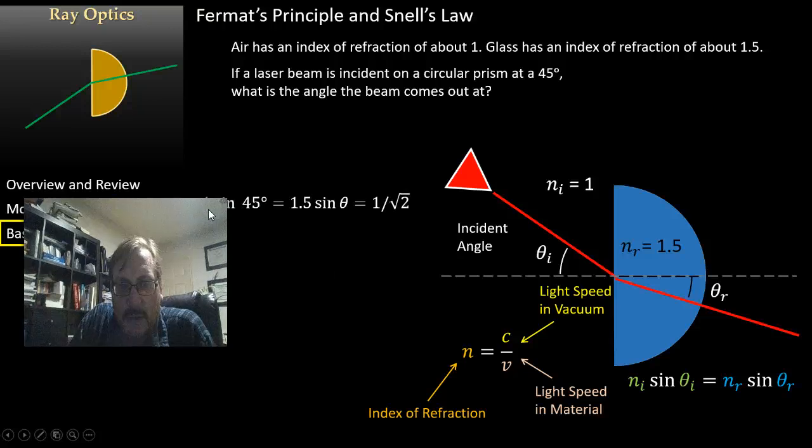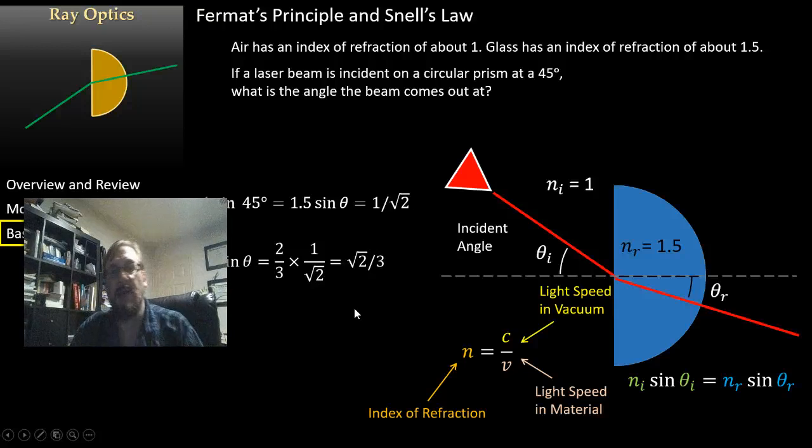So we say 1, being this index of refraction here, times sine 45, which is this incident angle, is 1 over the square root of 2. But it's also equal to, from Snell's law, 1.5, this index of refraction of the glass, times the sine of the refracted angle. So another way to look at that is we have 1.5, or 3 halves, times sine theta is equal to 1 over the square root of 2. We multiply each side by 2/3. 2/3 times 1.5 is 1, so we have sine theta here. 2/3 times 1 over the square root of 2 is equal to the square root of 2 over 3.